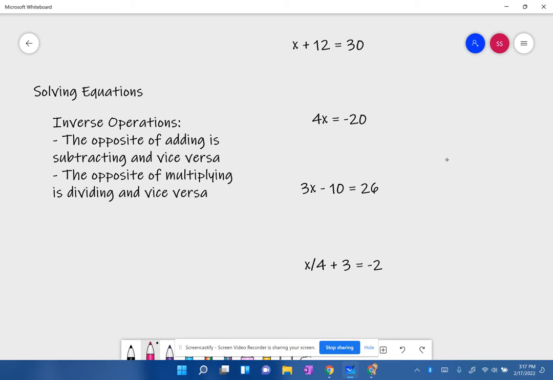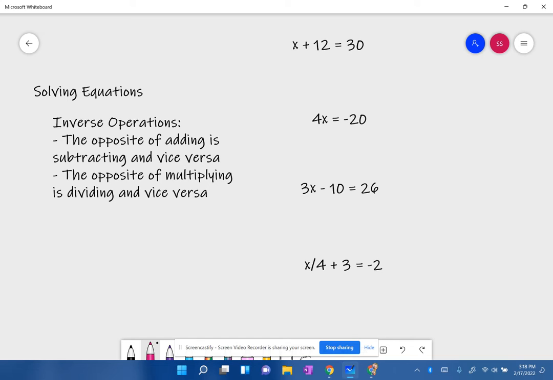So, inverse operations, I have them listed here. The opposite of adding a number is subtracting a number, and vice versa. So the opposite of subtracting is to add. The opposite of multiplying is dividing, and vice versa. So the opposite of dividing is multiplying. So those inverse operations will help us to solve equations. So I have four listed here.